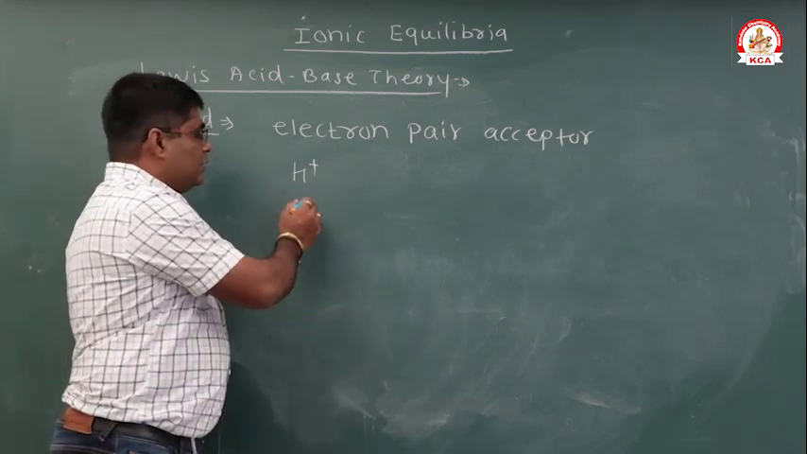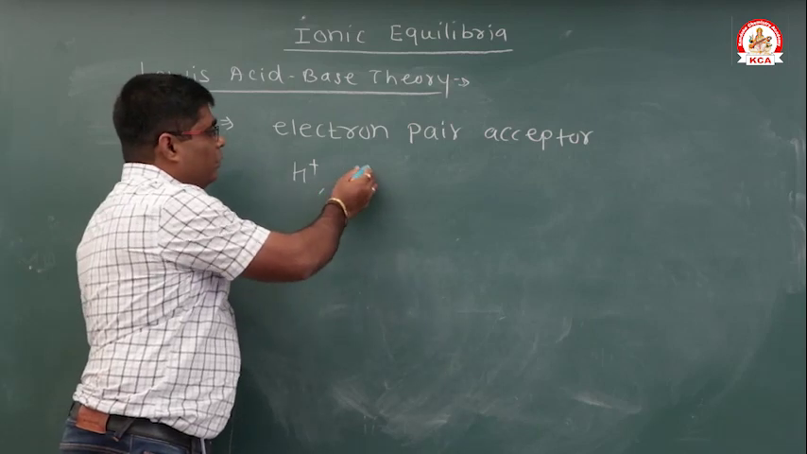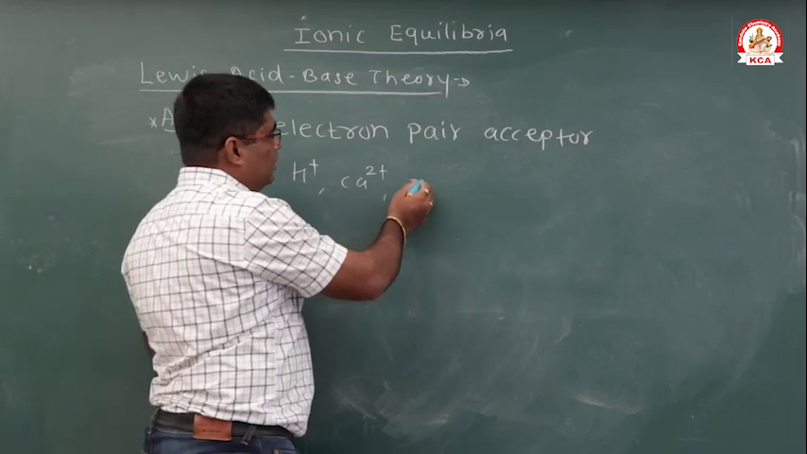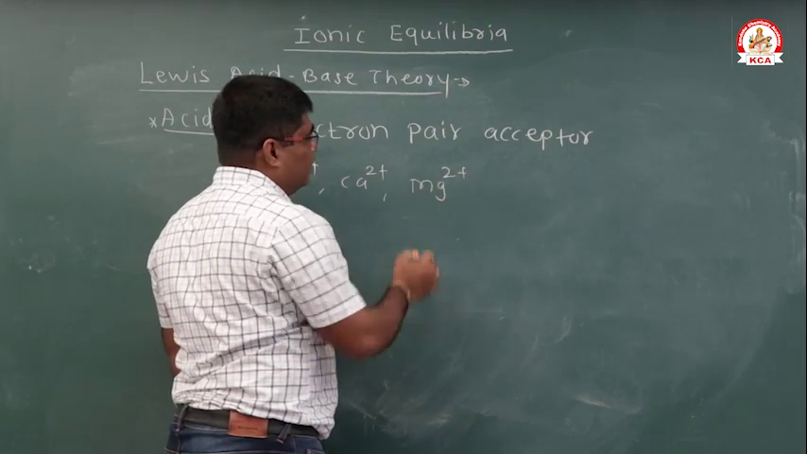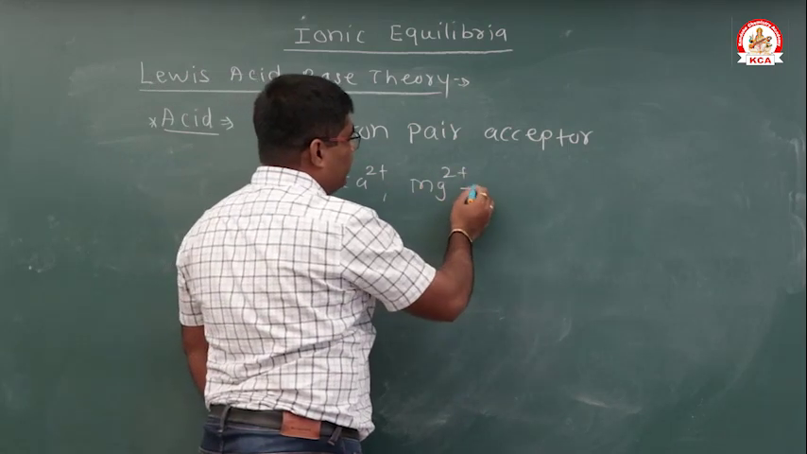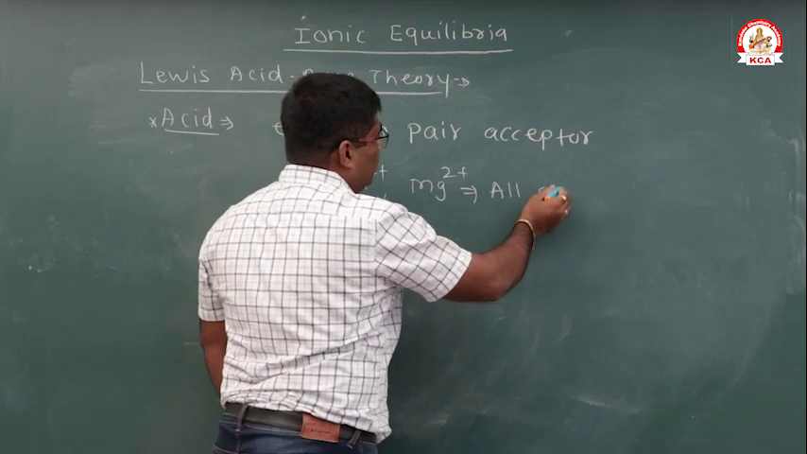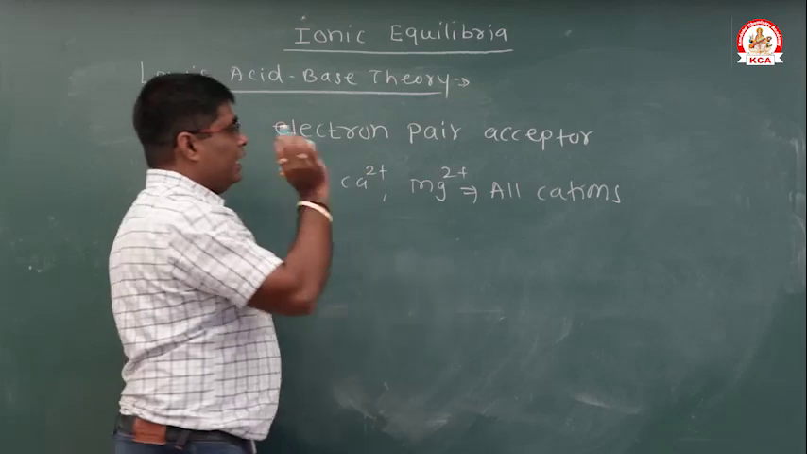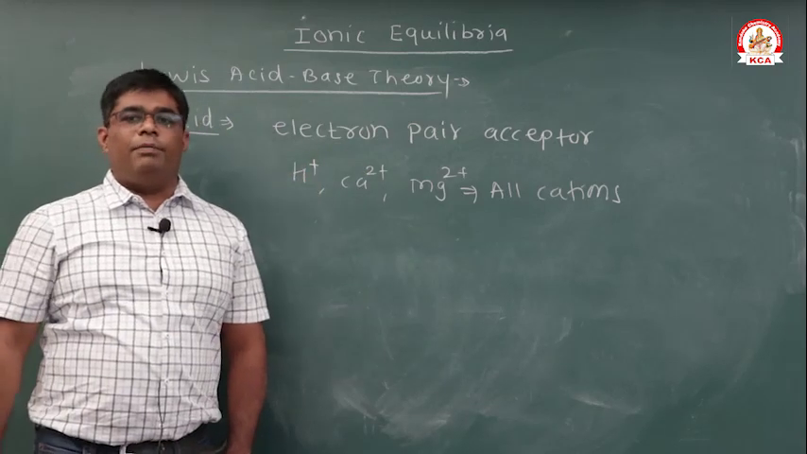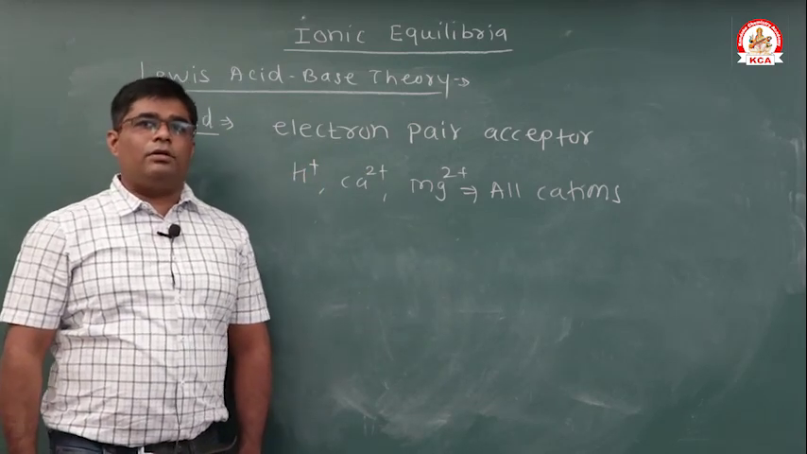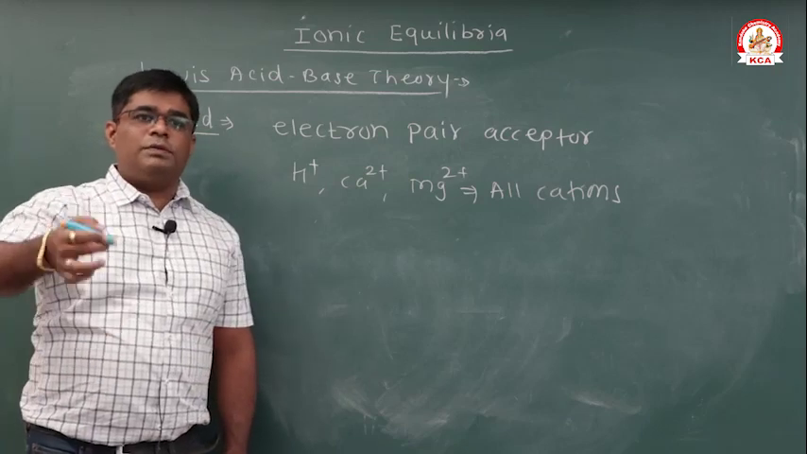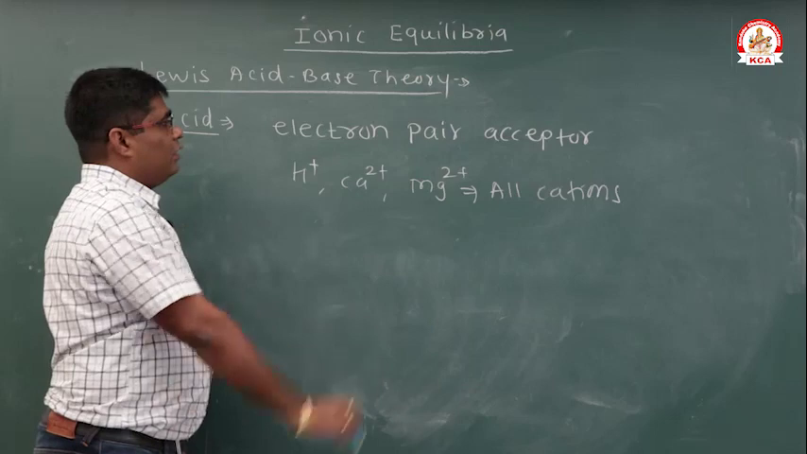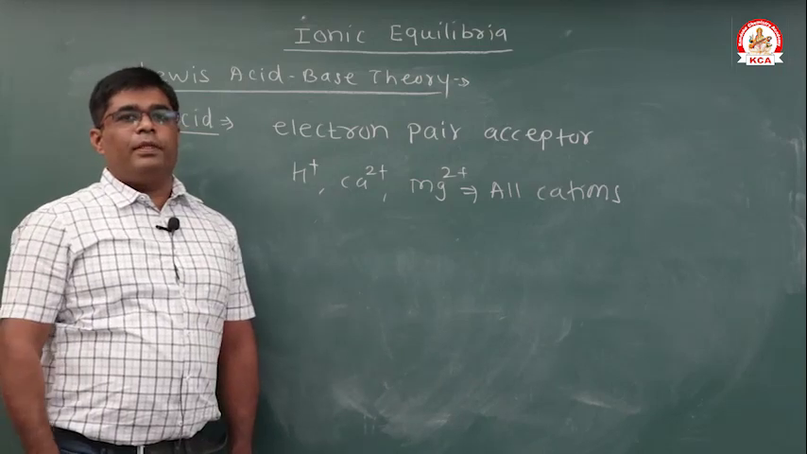Then when we consider the Ca2+ ion, it is also an electron pair acceptor. When we consider the Mg2+ ion, it is also an electron pair acceptor. This means that all cations are Lewis acids because they have the ability to accept electron pairs. So those substances which have the ability to accept the electron pair are called Lewis acids.